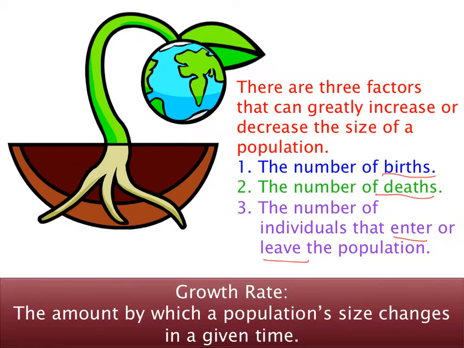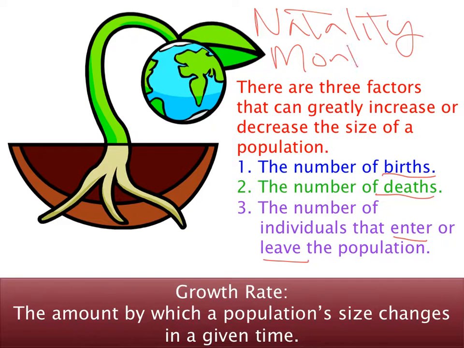And we have a couple of terms that you need to know. The one for the number of births, we call natality, which is an ecological term for births. And the number of deaths we call mortality, which is the number of deaths of the individuals in that population.